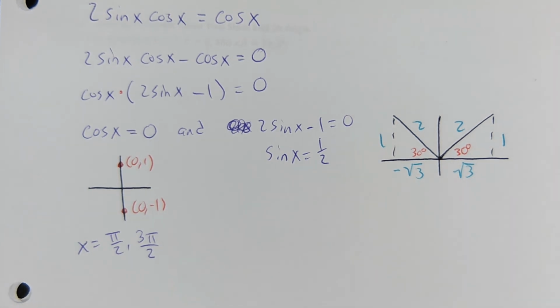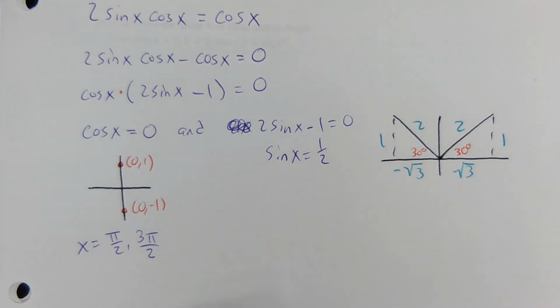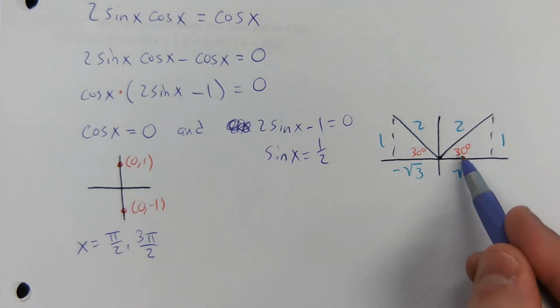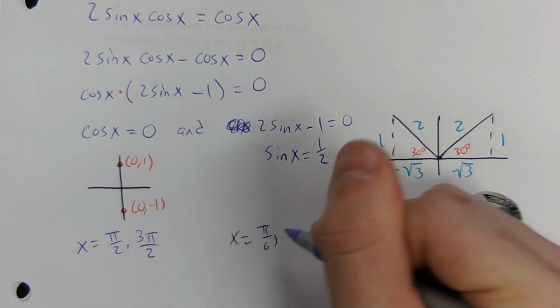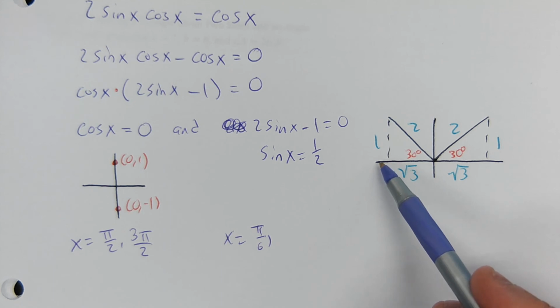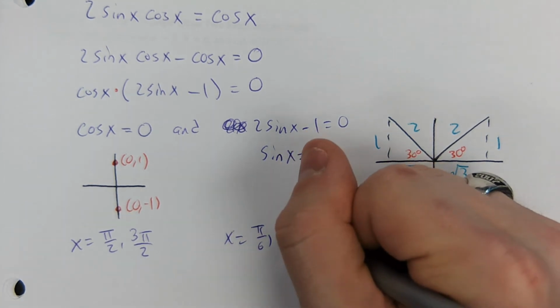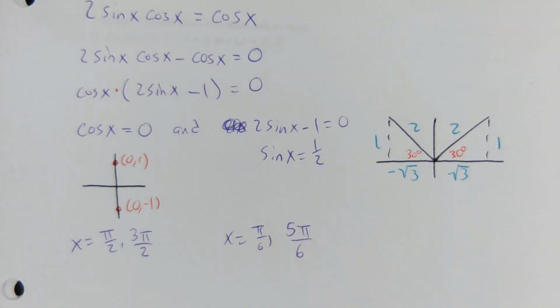But in radians, what are these 30s? What's that? Pi over 6. So this one's pi over 6. And this one would be a pi over 6 before pi. 5 pi over 6. And there's your 4 answers.